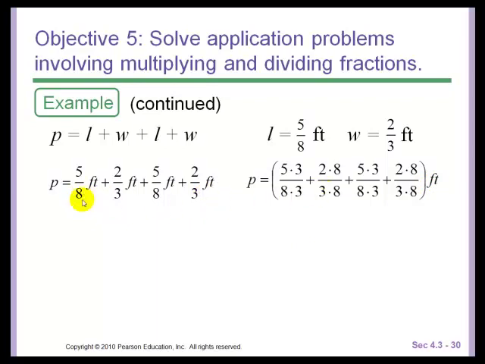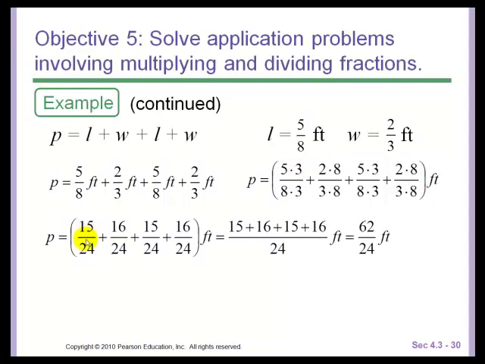the common denominator between 8 and 3 is 24. Again, 8 and 3 have no common factors, so you just multiply them together. Do the same thing to top and bottom. And you get 15 over 24 plus 16 over 24 plus 15 over 24 plus 16 over 24. When you add all of this together, you wind up getting 62 over 24 feet.